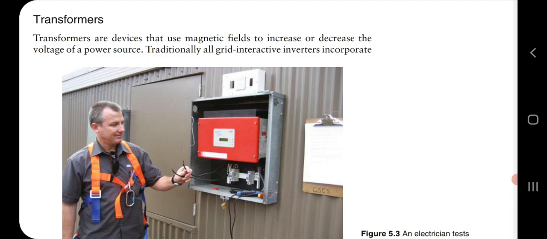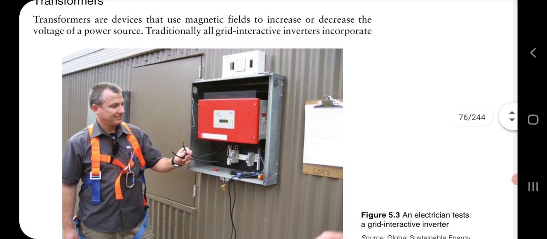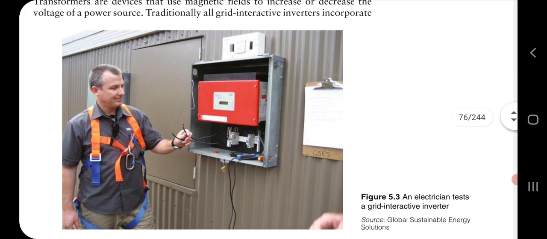Now let us talk about the transformer. A transformer is a device which increases or decreases the voltage. Traditionally, when there is an inverter, there should be a transformer with it. This is an electrician testing a grid inverter, a grid interactive inverter.